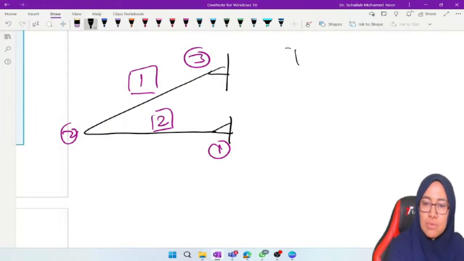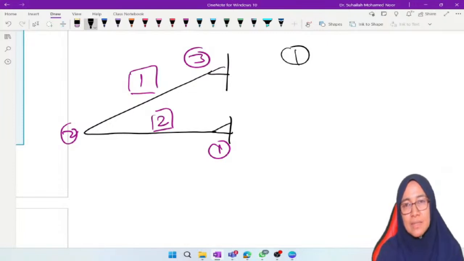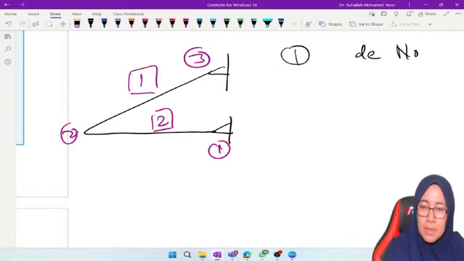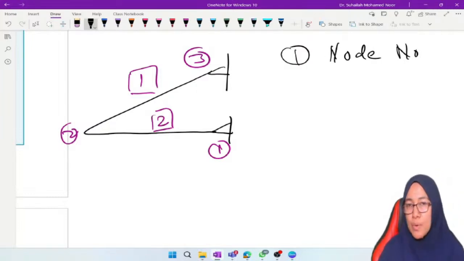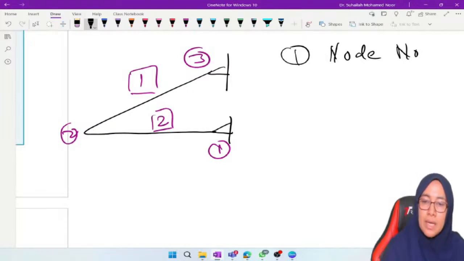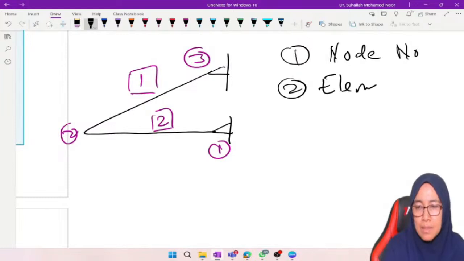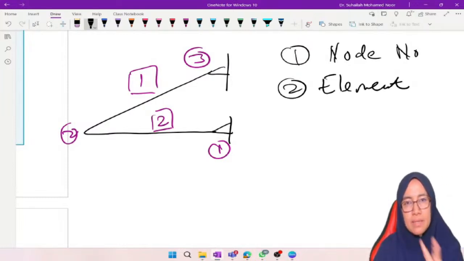So the first thing to do before we start analyzing a structure using the stiffness method is to put node numbers. This is the first thing to do. If you get a question without any numbering, you have to put node numbers. Normally you will get it with node numbers, but if you have a structure without numbering at all, the first thing is node numbers. The second thing that we have to put into the diagram is element numbers. So from this there are 2 elements.